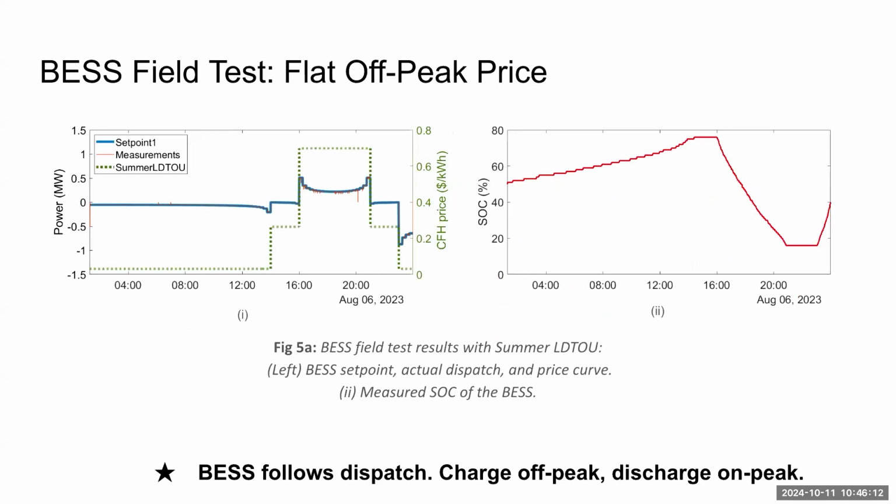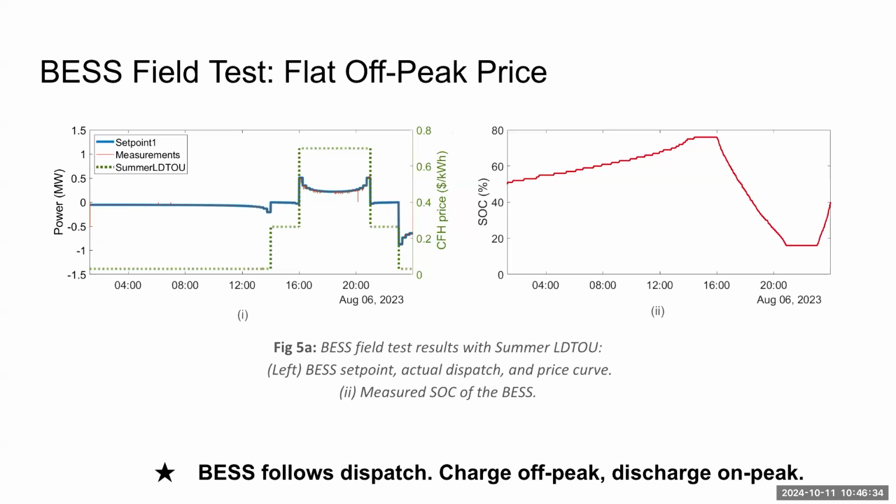How can I make the most money? So here I'm showing the results for the battery system. Here is 24 hours, August 6th last year. The green line is the price. So that's one of these 4 price curves, and it's one that has a very flat peak from 4 to 9 p.m. here.